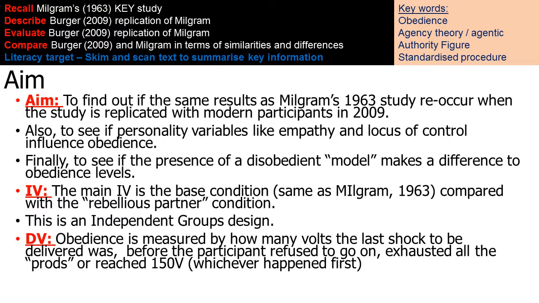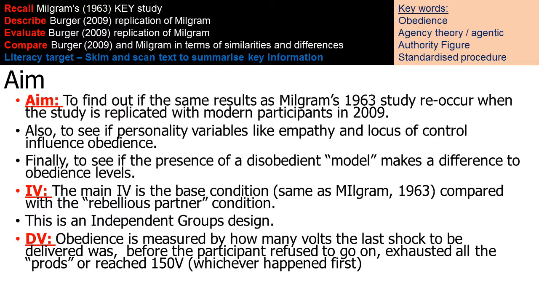Okay. The aim of the study is to see, there's 3 aims you can see on the screen. He wants to see whether the results of Milgram's study would reoccur much later, in 2009. He wants to see if they would still be the same. He wants to see if these personality variables, empathy and locus of control, will influence obedience. And he also wants to see if the presence of a disobedient model would make a difference to the obedience levels. Now his IV, which is manipulated, you can see here, is whether it is a base condition or whether there's a rebellious partner in the room.